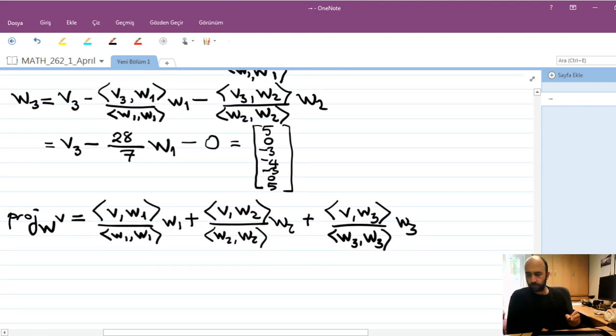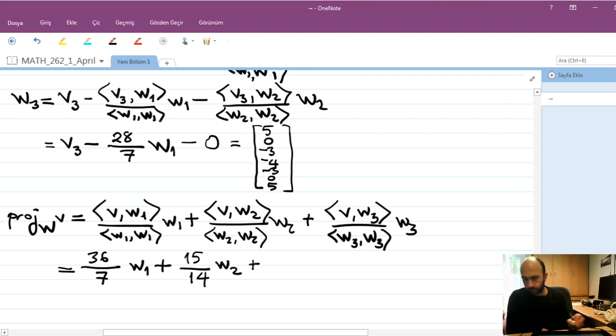Okay, there's a bunch of computations which I will not reproduce here, but I'll write the results that I found so you could cross-check. So this is 36 over 7 W1 plus 15 over 14 W2 and 17 over 14 W3. Again, please check.